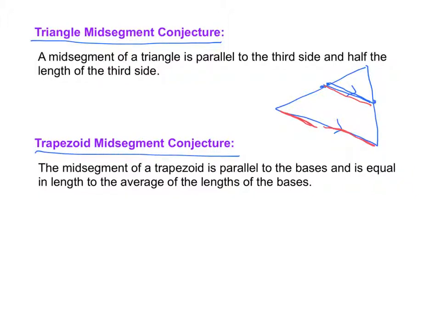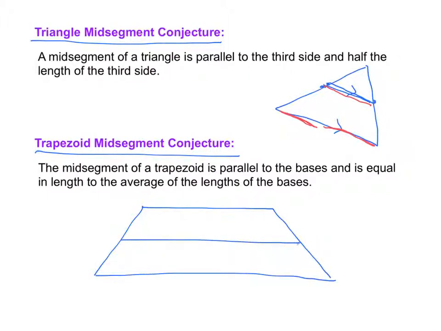And then the next conjecture deals with trapezoids. So the trapezoid midsegment conjecture says that the midsegment of a trapezoid is parallel to the bases and is equal in length to the average of the lengths of the bases. So we can see that it's parallel, and it looks to me like that's just about the same distance from here to here, so it's going to be about the average.